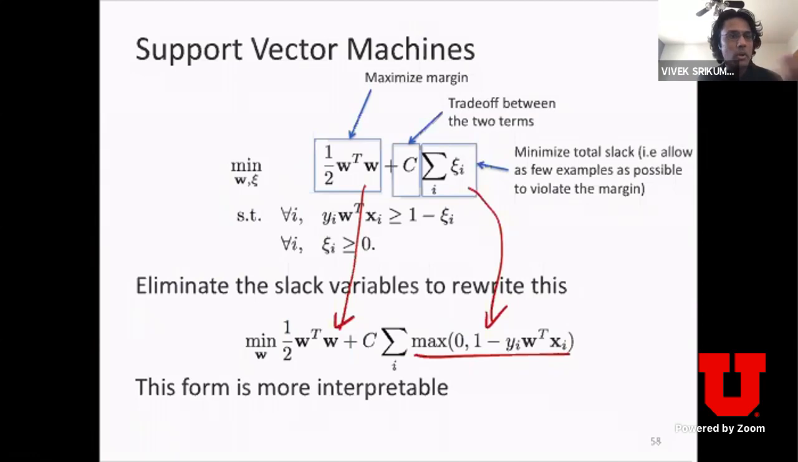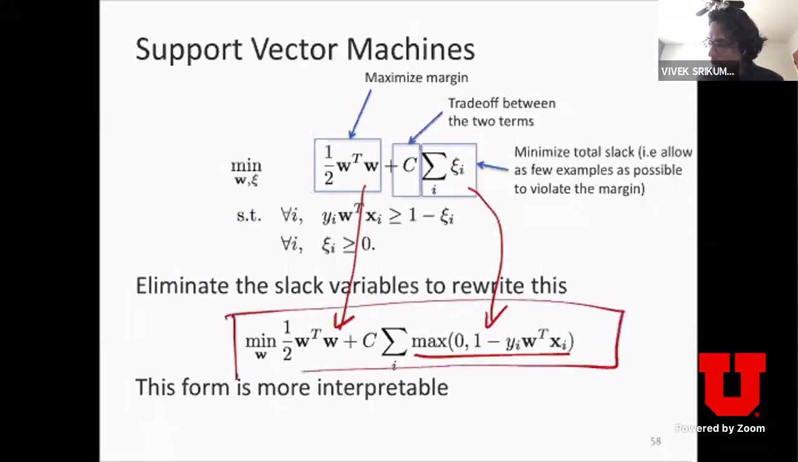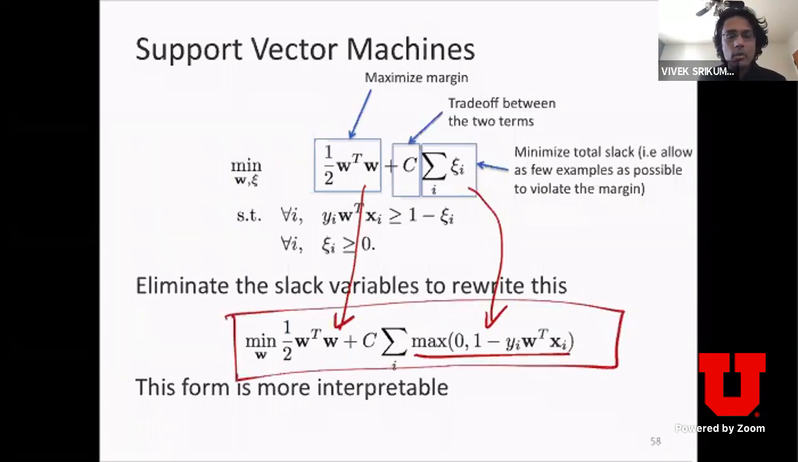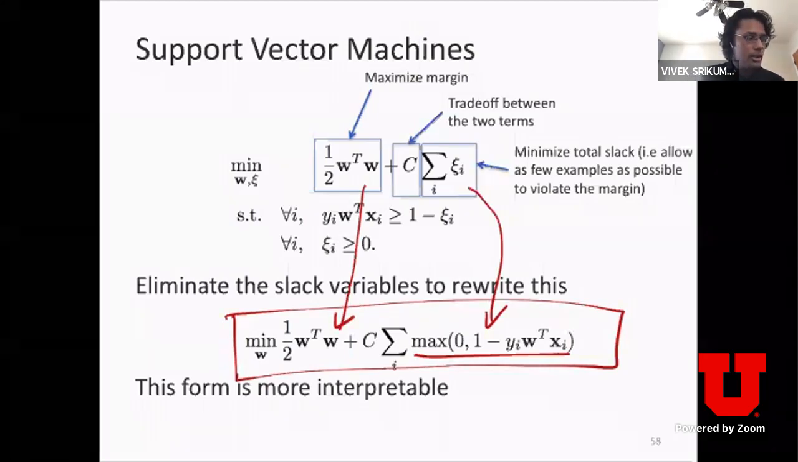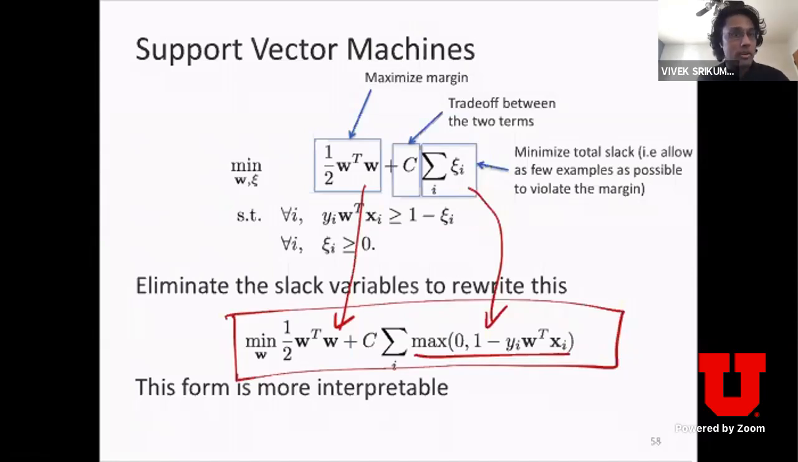I have just taken one equation, done some algebra, and rewritten it in a different way. It turns out this expression is actually pretty cool because it is much more interpretable. And let me show you a way to think about this expression. But before that, I would like to pause for questions, because this was also a time for you to think about questions from last week, for example.